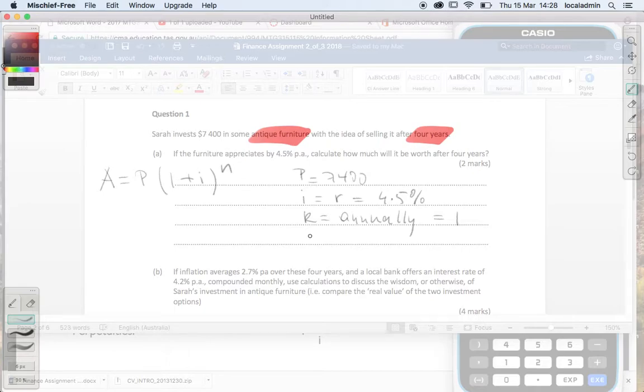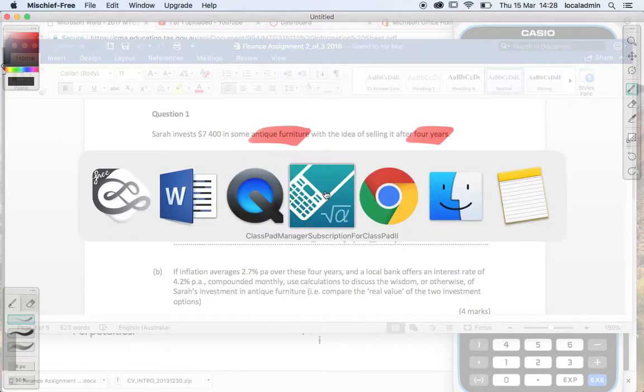This is going on for 4 years, so T equals N equals 4, because everything is on an annual basis. If it wouldn't be that, then we would have to calculate N separately. So let's put that in there, 7,400. We multiply that by 1 plus 4.5% per annum, and we take that to the power of 4, because that happens over a 4-year period.